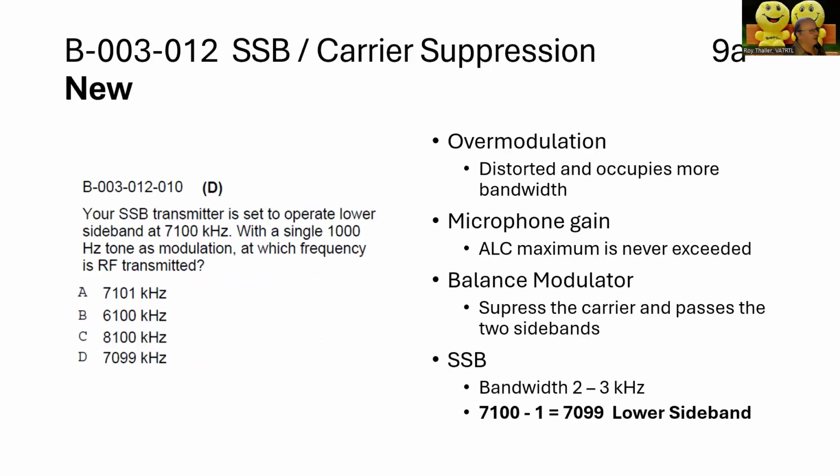A new question. In a single sideband transmitter set to operate lower single sideband at 7100 kilohertz with a single 1000 hertz tone as modulation, at which frequency is the RF transmitted? So here the signal coming out, because you don't have the carrier anymore, is actually at 7099. D is the answer. So you take 7100 and subtract 1 kilohertz from it. Remember, this is in hertz and this is in kilohertz. So it's 7099.